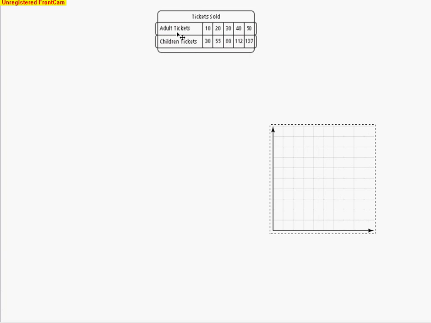It says we have adult tickets and children's tickets, and we're comparing the two. So in this case, typically, again, we're looking for what affects the other. Well, children's tickets are probably going to affect the adult tickets here. It looks like you're probably going to have more adults with the higher number of children that end up attending. So I'm going to put children's tickets down here, and then I'll put the adult tickets on the other side.